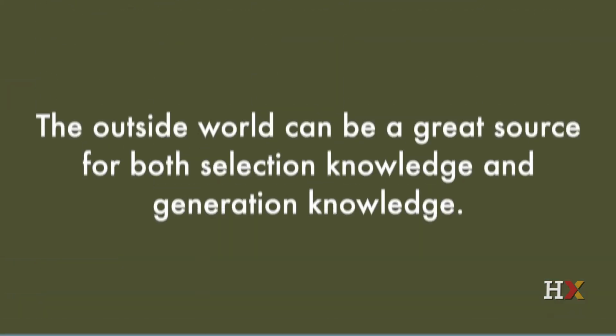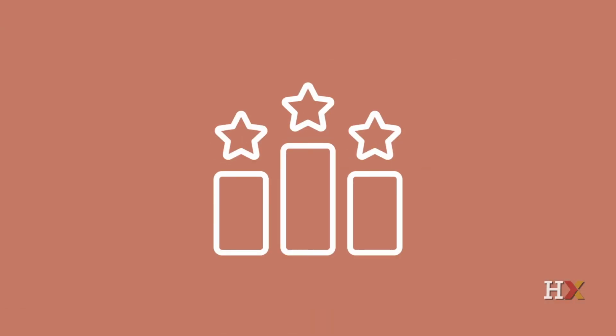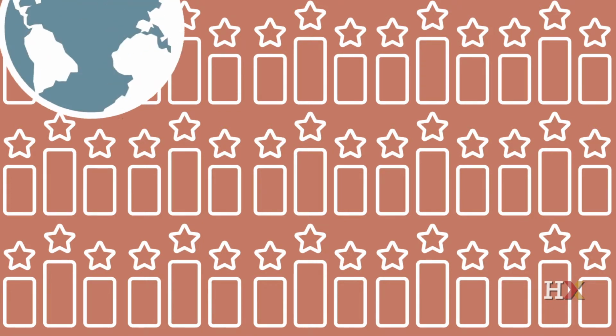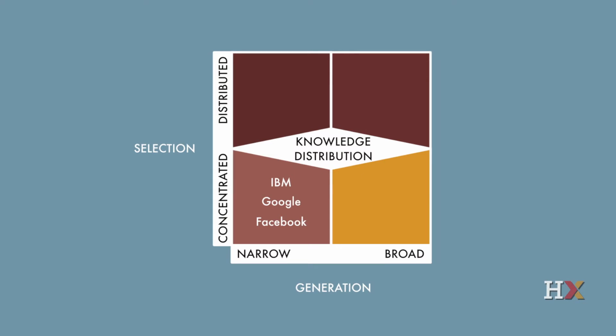But as we've seen, the outside world can be a great source of perspectives and heuristics for both selection knowledge and generation knowledge, of course. Now, the use of contests is a way to think about a world in which we can rely on people from around the globe to help us in generating new perspectives and heuristics to come up with solutions. So lots of people come through and have broad knowledge distribution for a problem to come up with potential solutions. And then a few people inside the company know how to select amongst them. And that puts us in the bottom right quadrant.